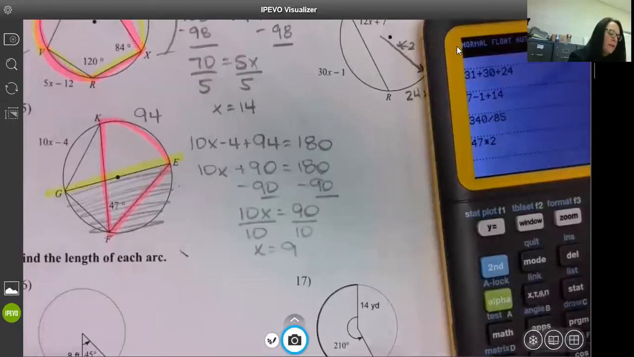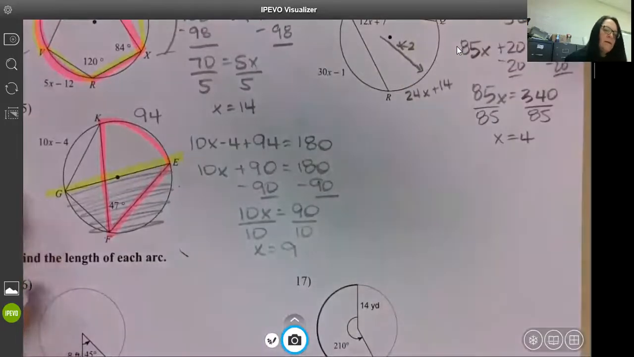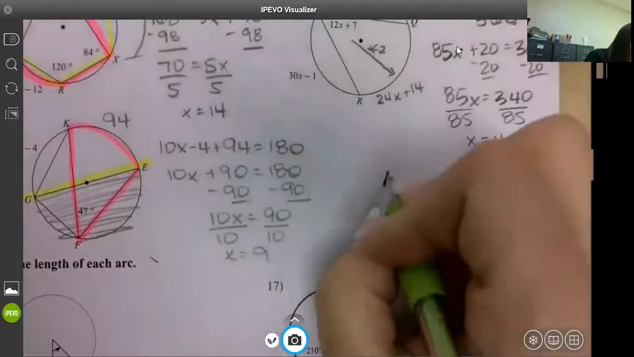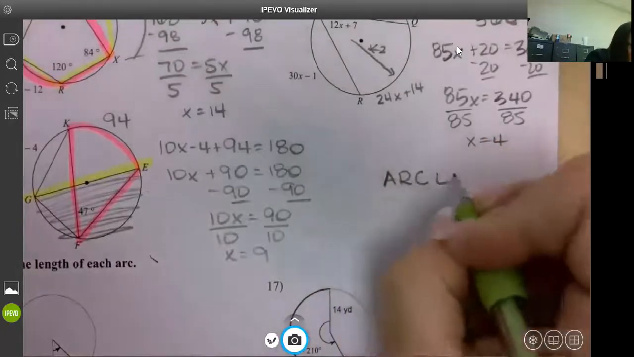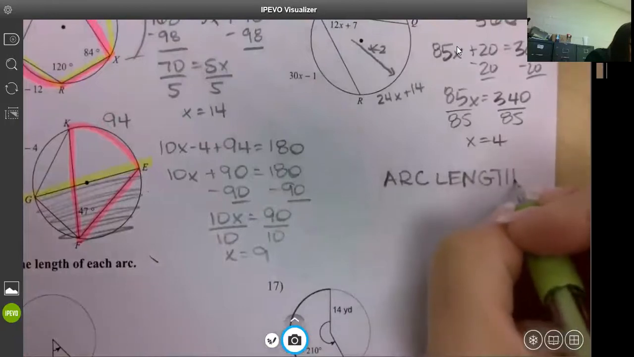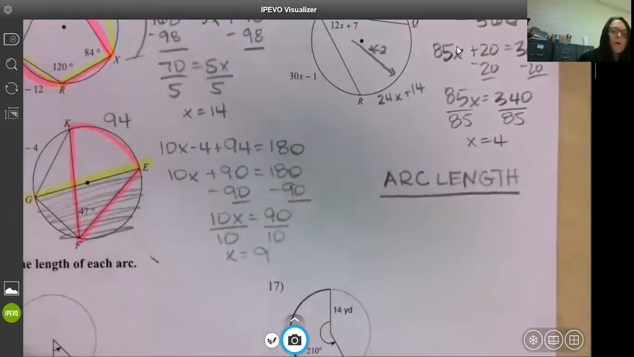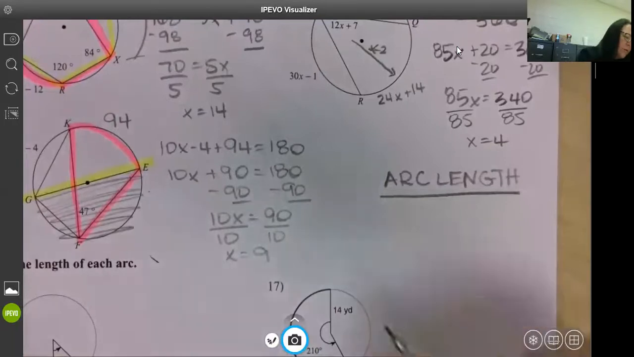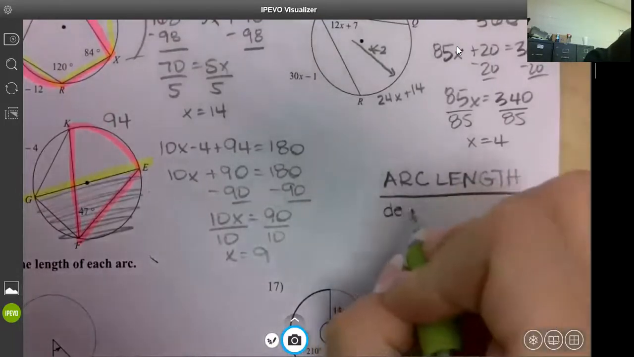Now to find arc length, there's a formula for that. So this is your formula for arc length. All right, so the difference is the words arc length versus arc measure. So what we were doing was arc measure, that's your degrees, whatever. Arc length is going to be how long is it actually, like centimeters, inches, whatever they ask for. So this is how you do it.